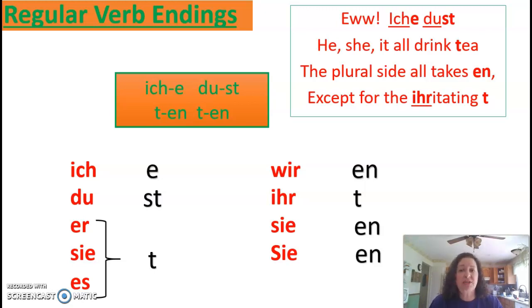So here are some things that can help you remember them better. Ich takes E, du takes ST, and then the next two sets of verb endings are EN, T, and EN, T. Or, you know, ich, du, er, sie, es all drink tea. The plural side all takes EN except for that irritating T. So whatever helps you memorize them works.